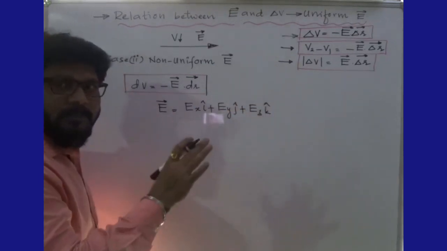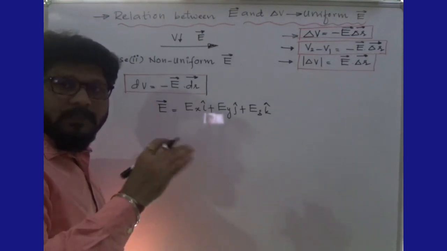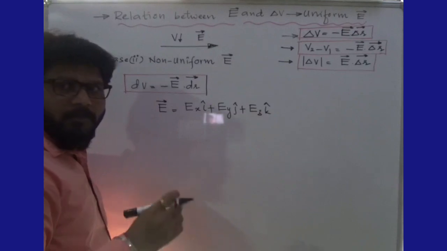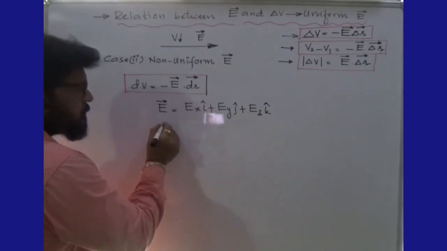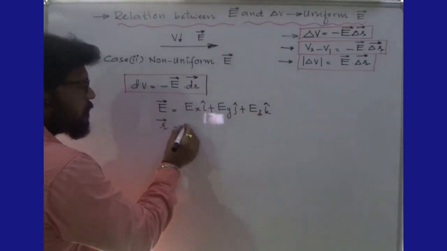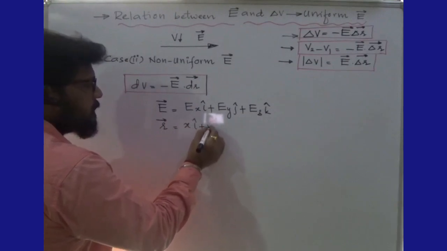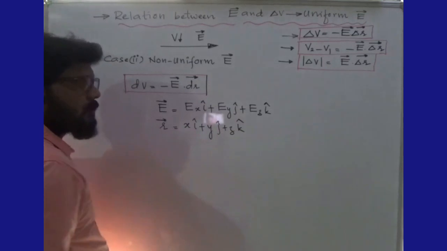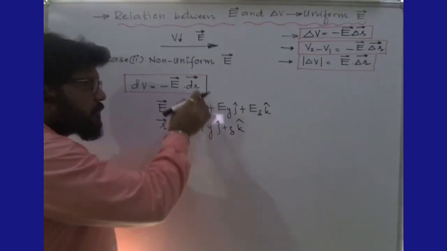Right? It is in 3D, so in space. Now if I want a position vector, normally how do we represent the position vector? r is equal to x i cap plus y j cap plus z k cap. This is nothing but the position vector. Now how to calculate the small position vector dr?